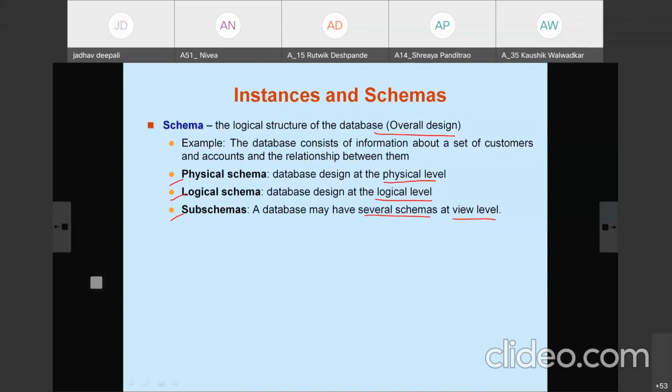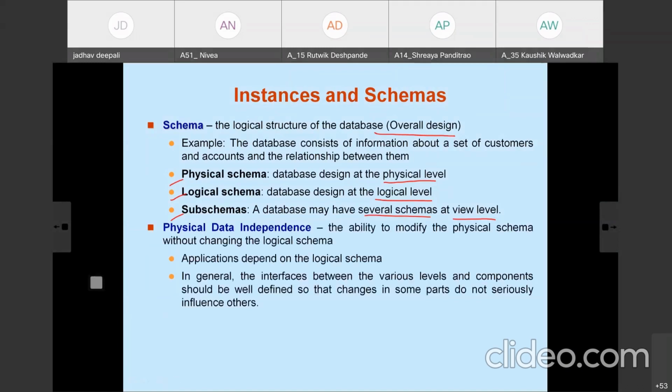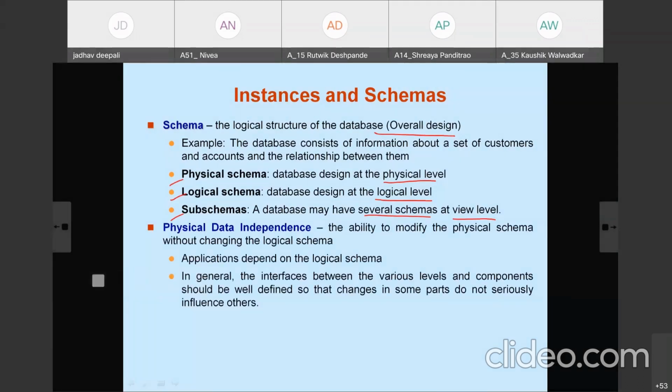Now see, this schema is physically independent, data independent. This question is normally asked in the oral. What is meant by physical data independence? Physical data independence means the ability to modify the physical schema without changing the logical schema.